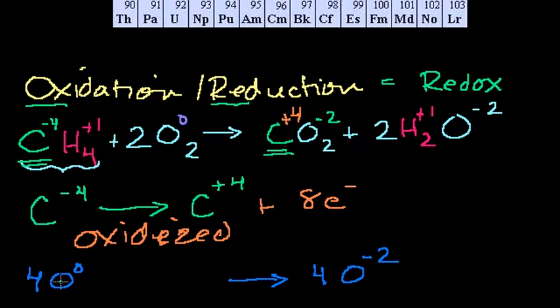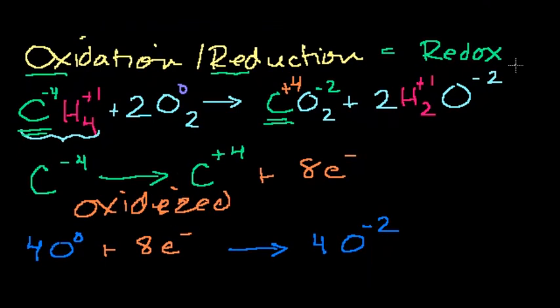So we have 4 oxygens with a 0 oxidation state turning into 4 oxygens with a -2 oxidation state. So each of these 4 oxygens took 2 electrons. There's 4 of them, so we must have gained 8 electrons. So what happened to oxygen? Its oxidation state went down, or its hypothetical charge went down, or it was reduced. Oxygen was reduced.